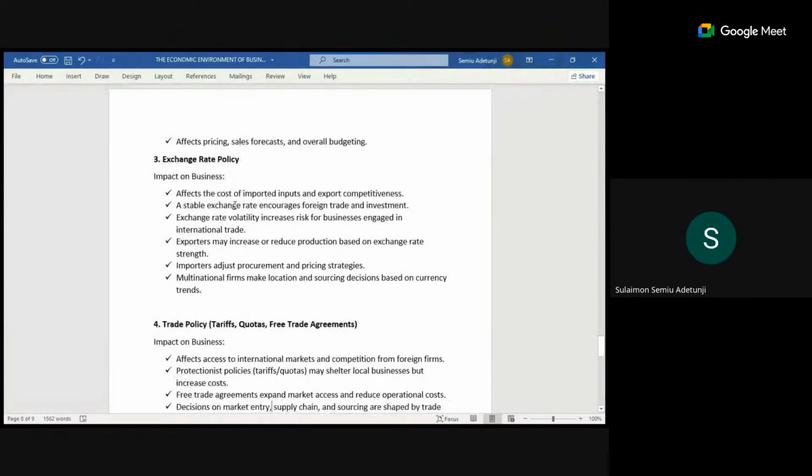Then exchange rate policy. I've told you before that the exchange rate is the rate at which a particular currency is exchanged for another currency. So let us now look at the impacts of that exchange rate on business decisions. It affects the cost of imported inputs and export competitiveness. A stable exchange rate encourages foreign trade and investment.